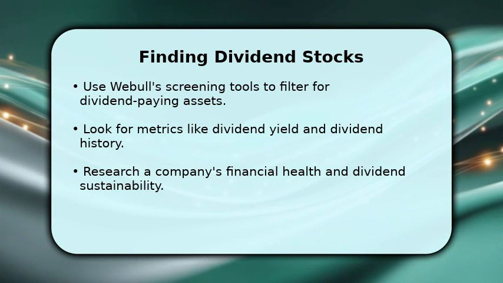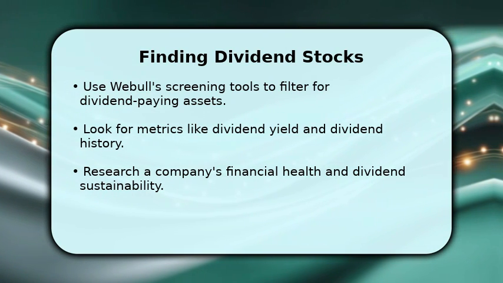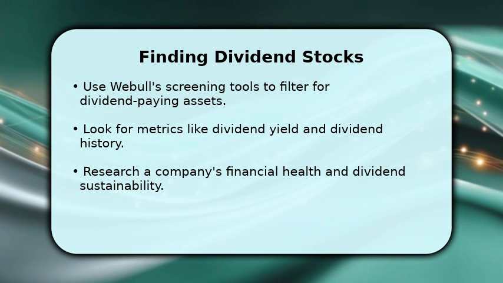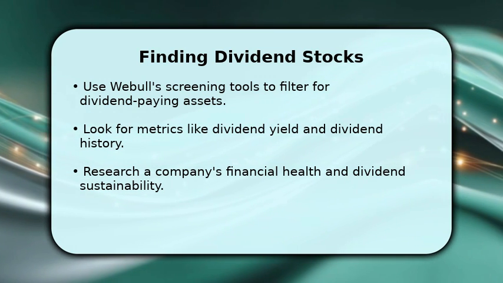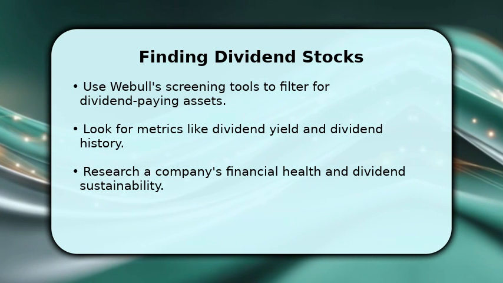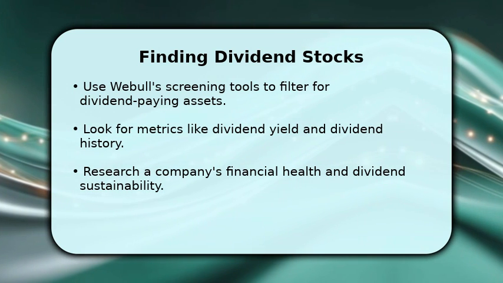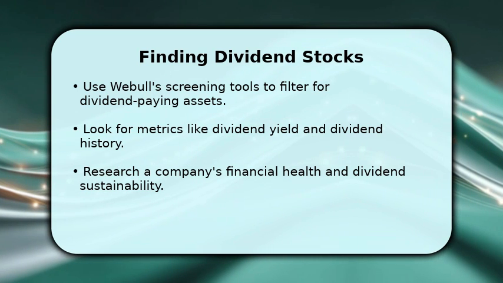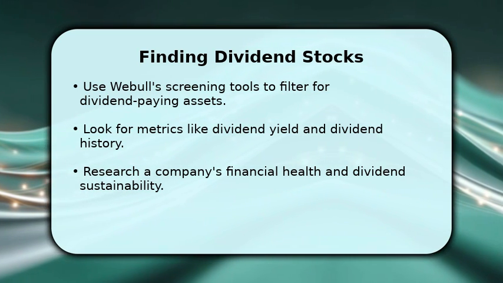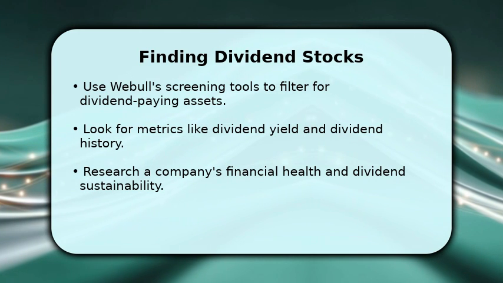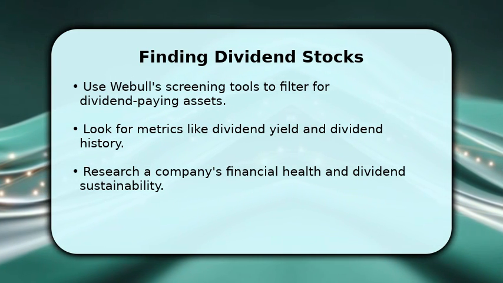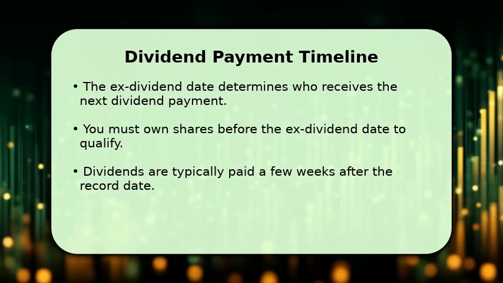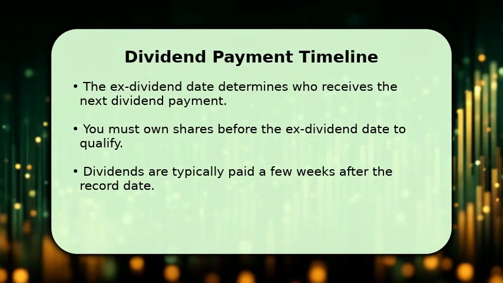You can utilize Webull's robust screening tools, which allow you to filter stocks and ETFs based on various criteria, including dividend yield. Pay close attention to a company's dividend history and its financial stability to ensure consistent payouts. A higher dividend yield might seem attractive, but always research the underlying company to understand its ability to maintain those payments over time. Understanding the dividend payment timeline is crucial.